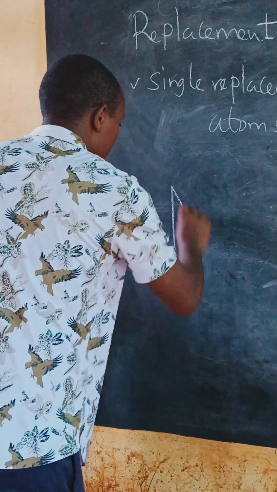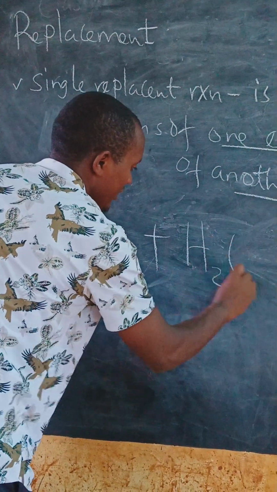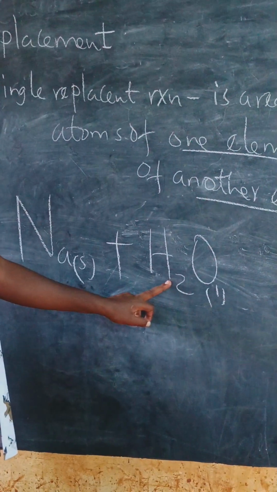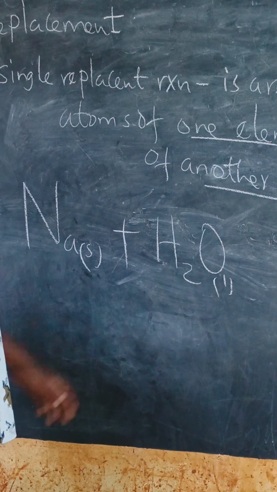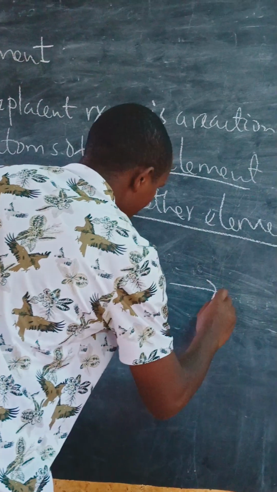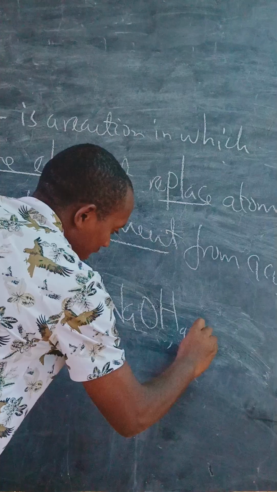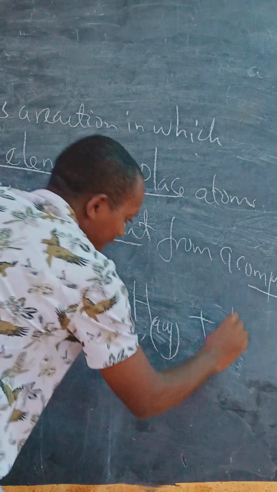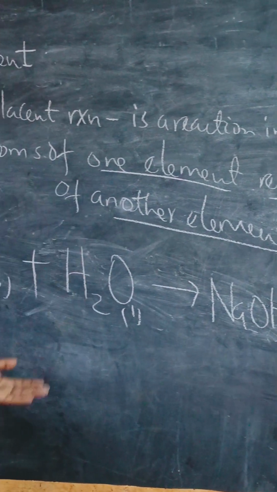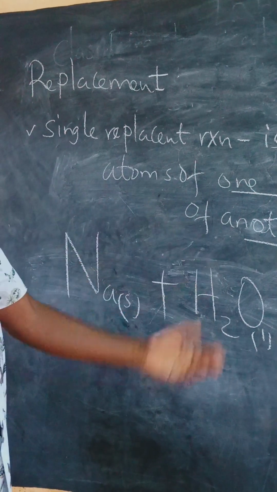So sodium metal, a solid, plus water, H2O liquid: sodium is going to displace hydrogen gas from water, which is a compound. Therefore, it's going to form sodium hydroxide, aqueous, a base, plus hydrogen gas. So it has displaced hydrogen from a compound, which is water, to form sodium hydroxide.